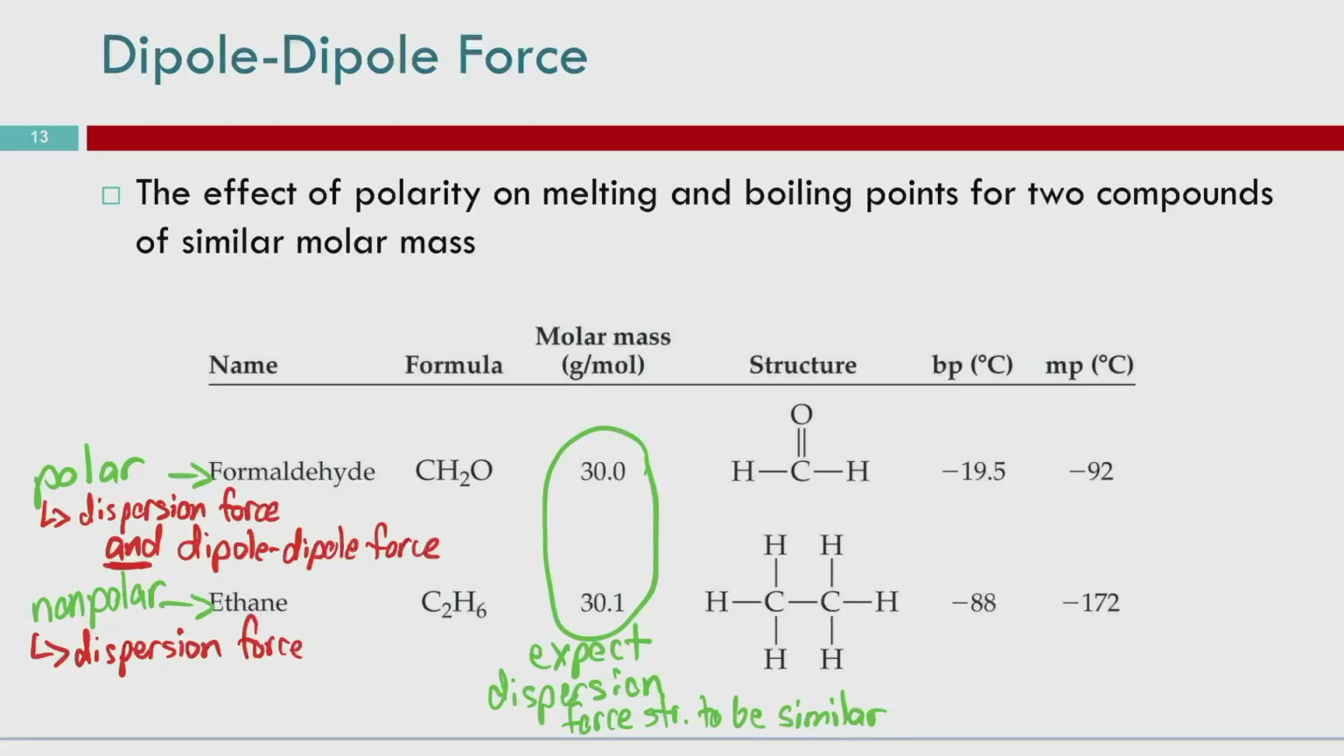And when we look at the boiling point and the melting point, a higher boiling point or melting point means stronger forces. And formaldehyde has much higher boiling point and melting point compared to ethane. We're looking at negative numbers, so the smaller negative number means higher number. So we've got a difference of about 70, and we've got a difference of about 80. It's actually exactly 80. Between the boiling point and the melting points, respectively.